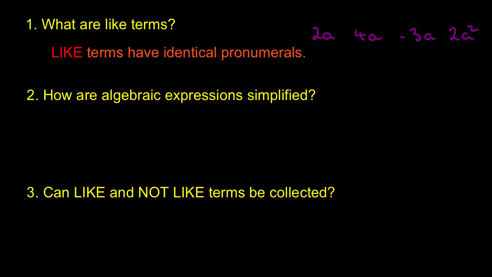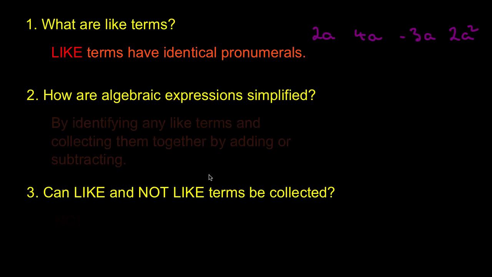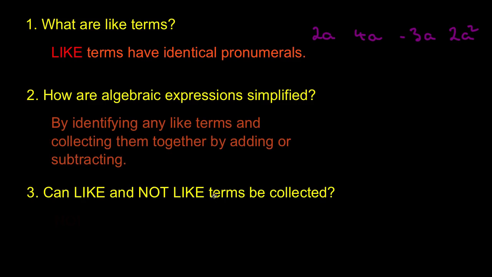The next question we've got to look at is how are algebraic expressions simplified? And the answer is we've got to identify any like terms and then collect them together by adding or subtracting. So we can take the example that we've got up here. Here's 2a plus 4a minus 3a, and let's say plus 2a squared.